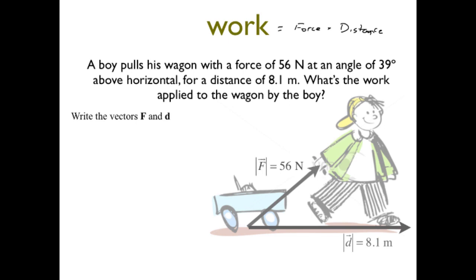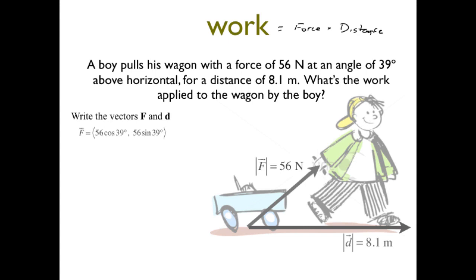Where's Gabriel? Yeah, is that you? Juarez? Yeah. Okay, sorry, I forgot your last name. All right, so tell me about F. What is F? F would be 56 cosine of 39. That would be the horizontal component. And then 56 sine of 39, which would be the vertical.